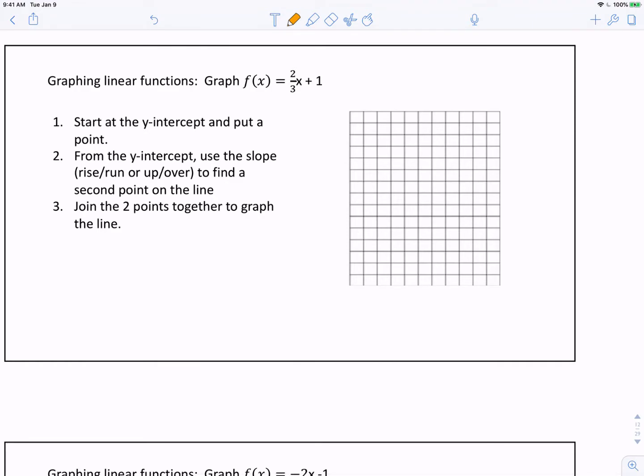Graphing linear functions. Let's graph f of x is equal to 2/3 x plus 1. So first thing to notice is that this line is in slope-intercept form. And the reason we recognize that is because we can clearly identify that the slope is 2/3 and the y-intercept is 1. So when we want to graph a line that's in slope-intercept form, the first thing we do is put a point at the y-intercept. In this case, the y-intercept is 1, so we'll put a point at 0, 1. So on the y-axis, here we are at 0, 1.